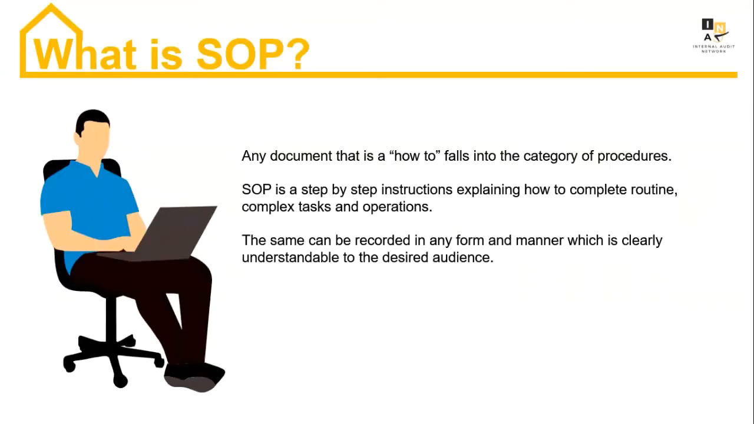So what is SOP? First, any document that is a how-to, which describes how to do something, falls into the category of procedure. SOP is standard operating procedure: procedures laid down step by step for the convenience of workers and employees, to ensure they are able to do their tasks properly. These are documented procedures for their routine tasks and complex tasks.